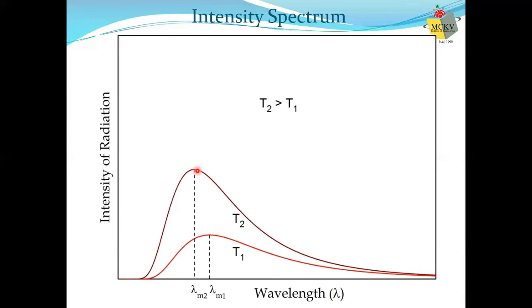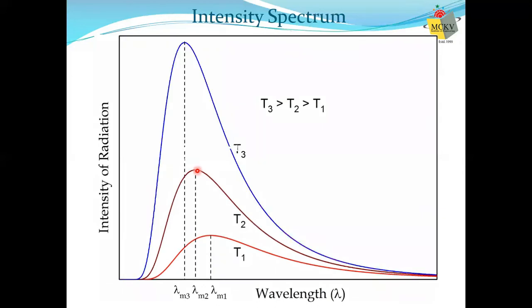If the temperature of the black body is increased more, say now to T3, say 3000 Kelvin, again we observe a similar pattern. The intensity increases with increasing wavelength, becomes maximum at a certain wavelength, and then decreases with increasing wavelength. And again we observe that as the temperature is increased, the wavelength corresponding to the maximum intensity shifts towards the lower wavelength side.